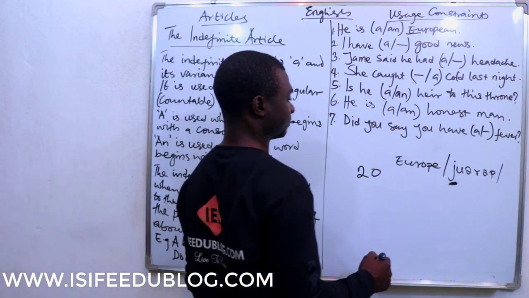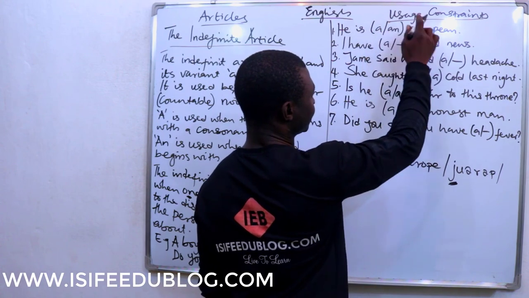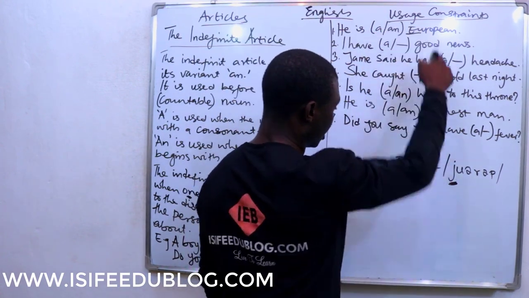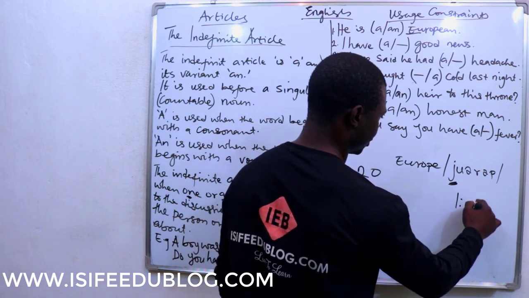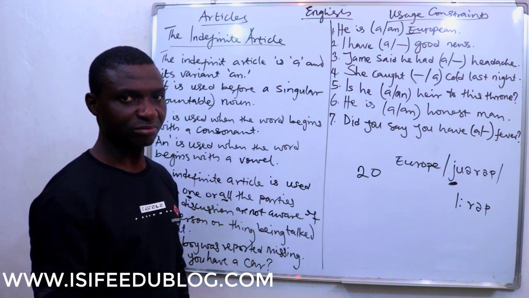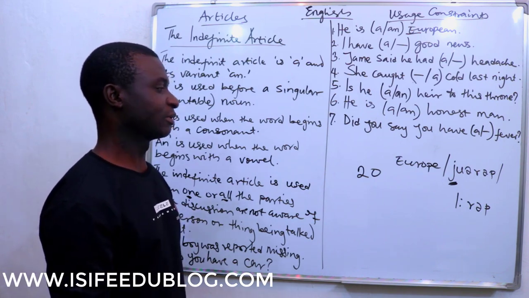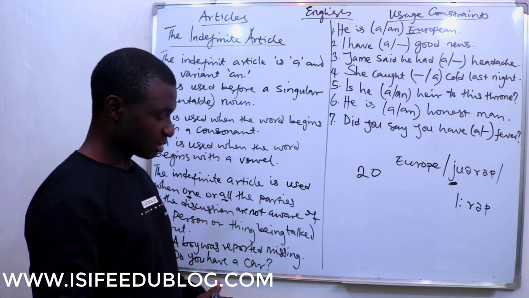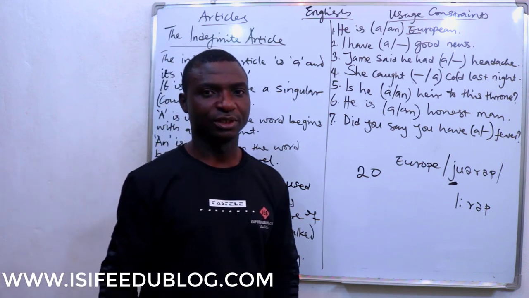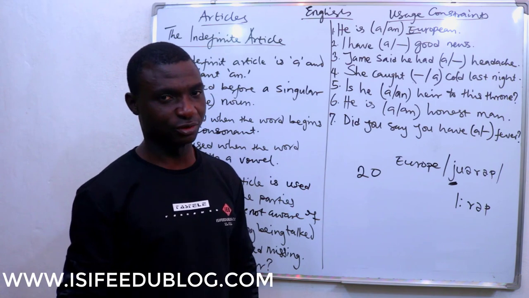Because of this, we don't say an European. If you make it an, automatically Europe will change to Europe, which it is not. Alright? Therefore, he is a European. He is a European, not an European.